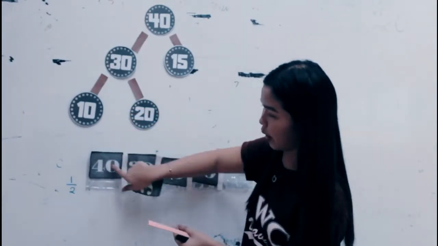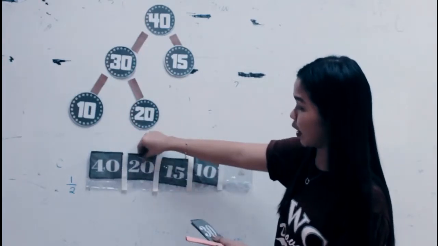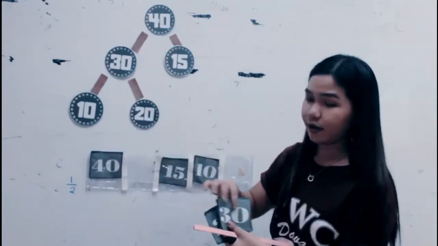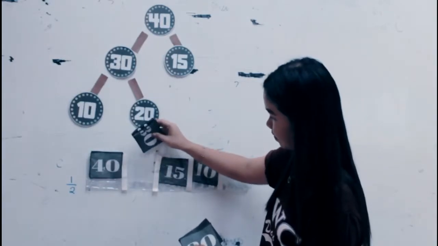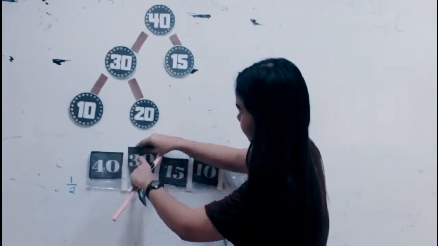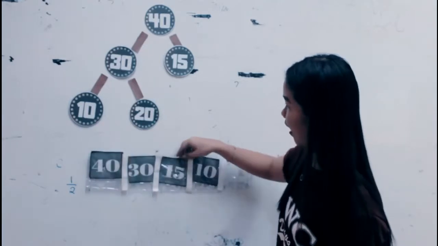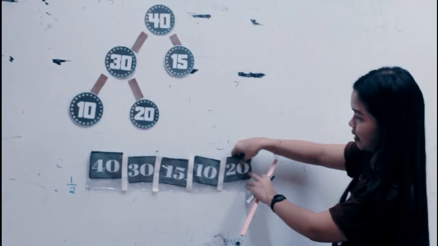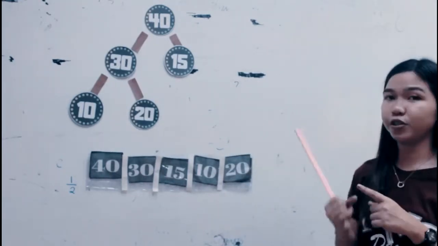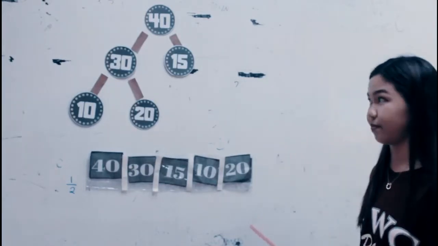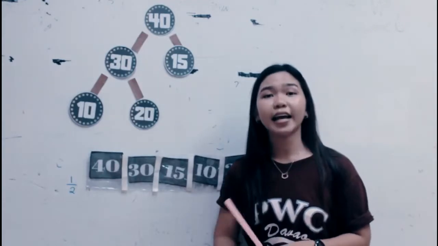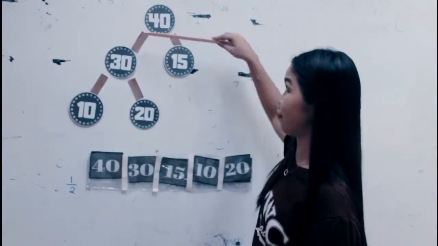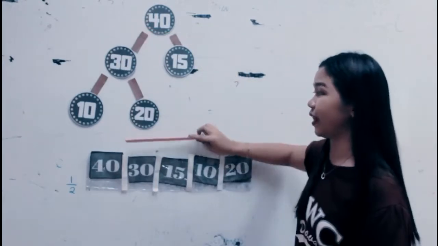So 40 will be our first element, followed by 30, then followed by number 10, and last is number 20. So that is the first step, which is to create the heap and follow the max heap. Next is to do the idea of deleting elements. Again, to delete the elements, we must delete first the root and change it with the last element.